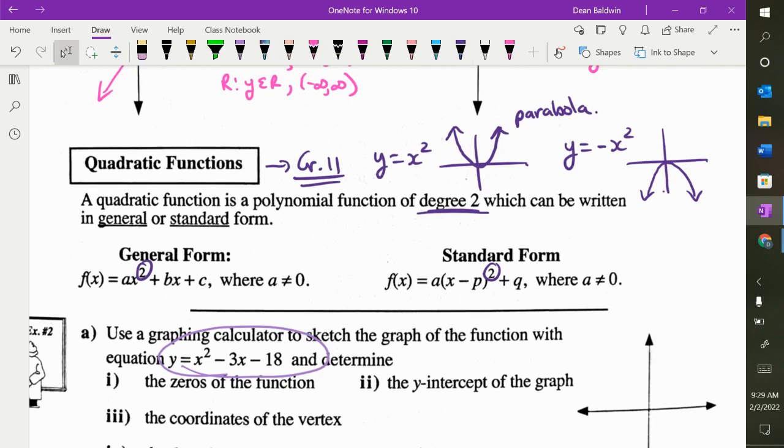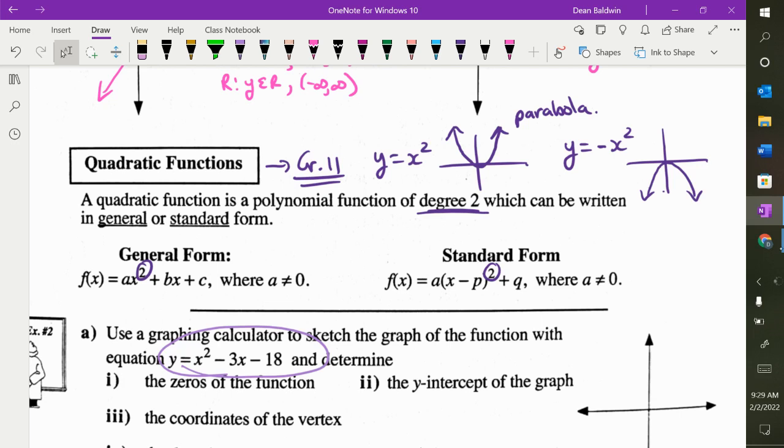There were 2 forms you learned in grade 11. There's the general form, the form that covers all applications, which is the normal polynomial form. In grade 11, you learned how to turn that into the standard form, which gives you p and q. What were p and q? Does anybody remember? The vertex, exactly, which is the bottom of it, or the top of it, depending on which way it opens.